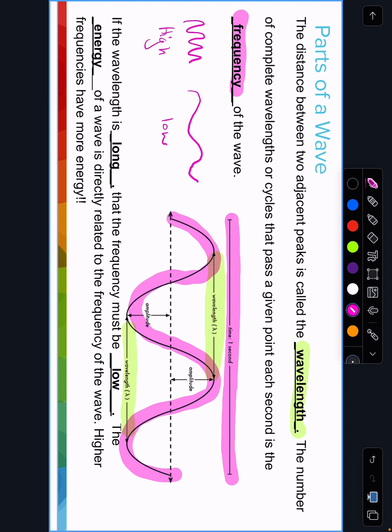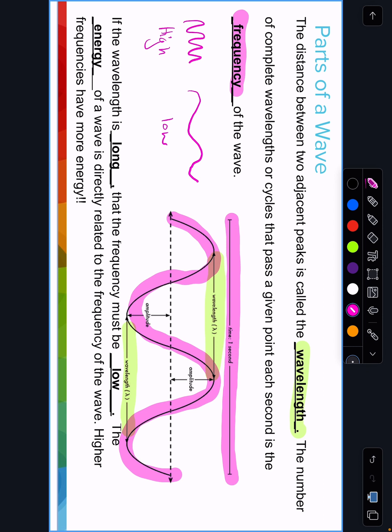So, if they're walking together, the tall one has a long wavelength and a low frequency. In order for their short girlfriend to keep up with them, they have a short wavelength but a high frequency, right? So you can kind of imagine it by stride length a little bit. Okay? Questions on those definitions of frequency and wavelength?